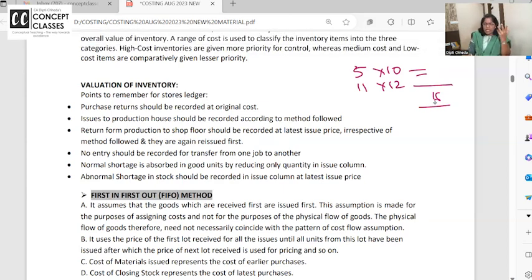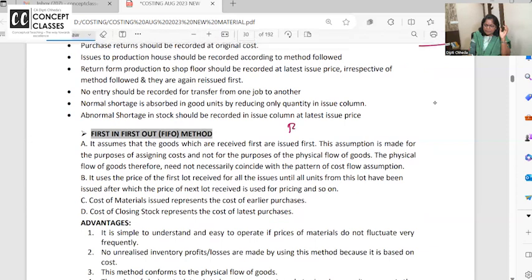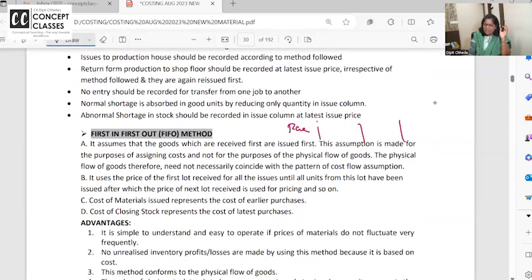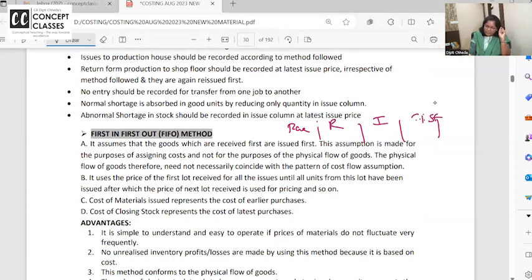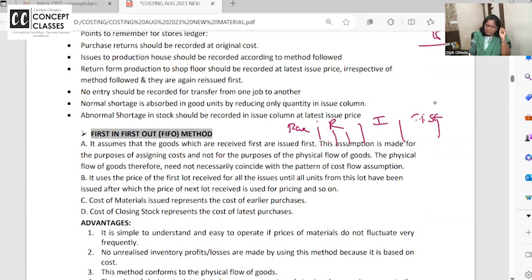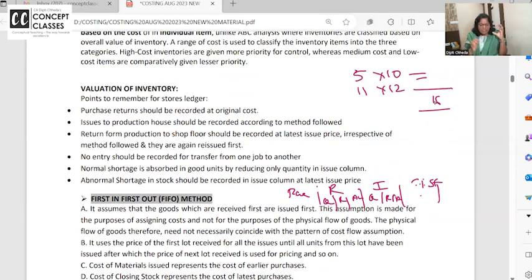And in ledgers, how do you maintain the ledgers? Particulars and 3 columns: receipt, issue, and closing stock. And in each, what are the 3 sub columns? Quantity, rate, amount received, quantity, rate, amount issued. So FIFO, LIFO, weighted average, this you know from your foundation, but there are some pitfalls. If you take care of these points, 5 out of 5 marks yours if they ask.